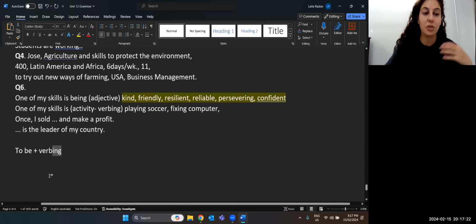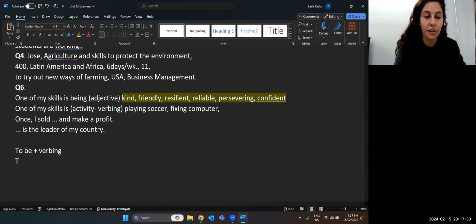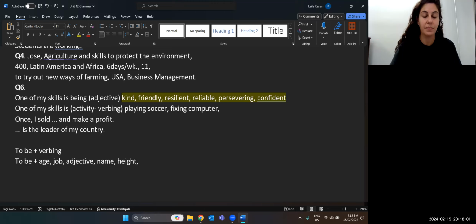So we know that we use the verb to be in front of a main action that has an -ing, usually the activities. And then we also know that we use the verb to be when we talk about our age. I am 38. I am a teacher. So when we talk about our job, I am... Whatever adjective: I'm kind, nice. And then we also use it to talk about our name. I am Laila. And I am how tall you are, your height. I am 160 centimeters tall.